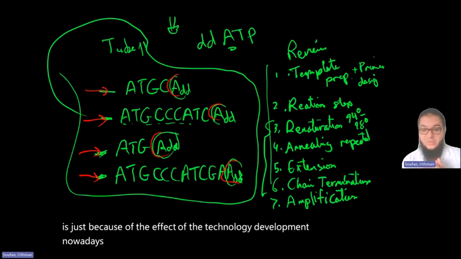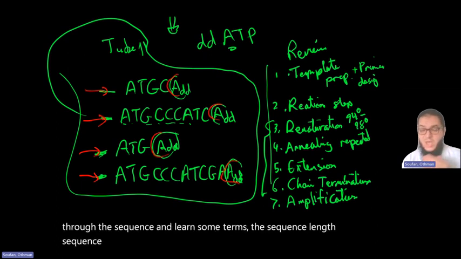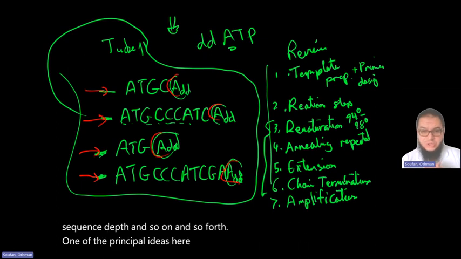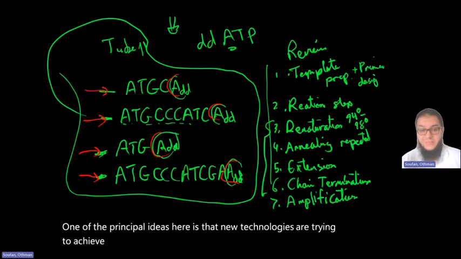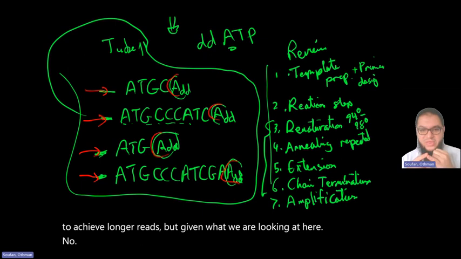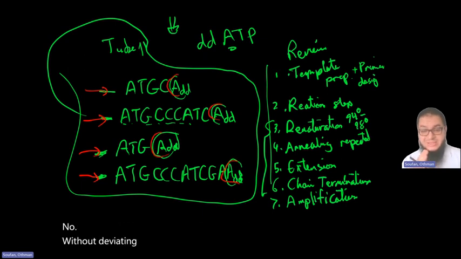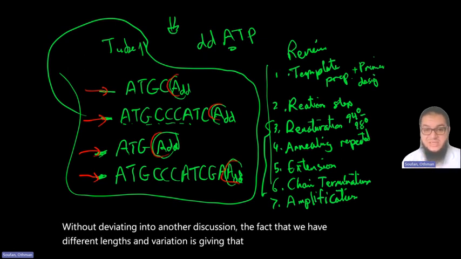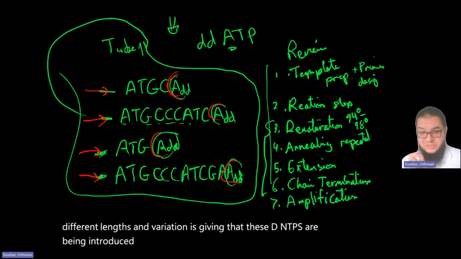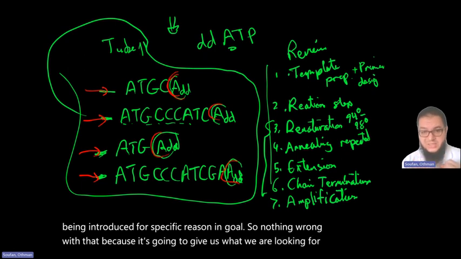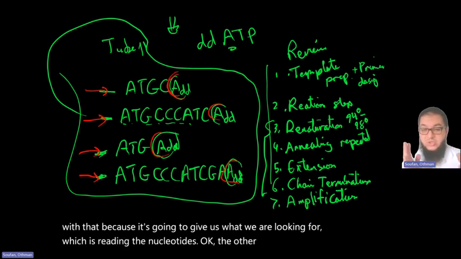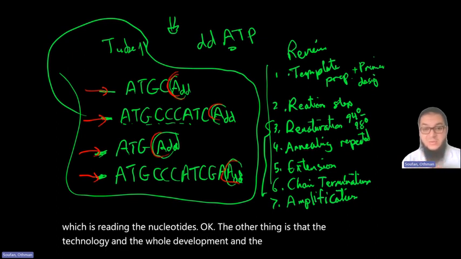Nowadays, once we come to sequencing, we'll learn some terms: sequence length, sequence depth, and so on. One of the principal ideas here is that new technologies are trying to achieve longer reads. But given what we are looking at now, the fact that we have different lengths and variation is because these ddNTPs are introduced for a specific reason and goal. Nothing wrong with that, because it gives us what we are looking for, which is reading the nucleotides.